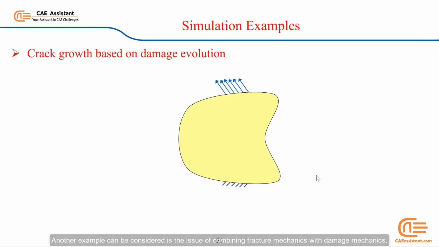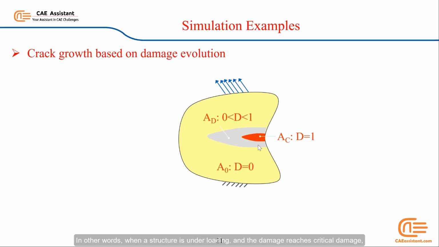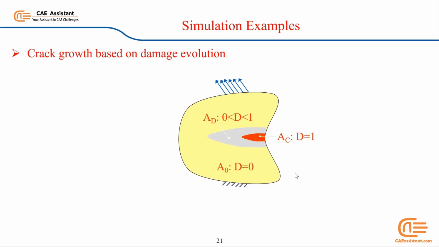Another example that can be considered is the issue of combining fracture mechanics with damage mechanics. In other words, when a structure is under loading and the damage reaches critical damage, the damaged area cannot resist and a macroscopic crack is created.